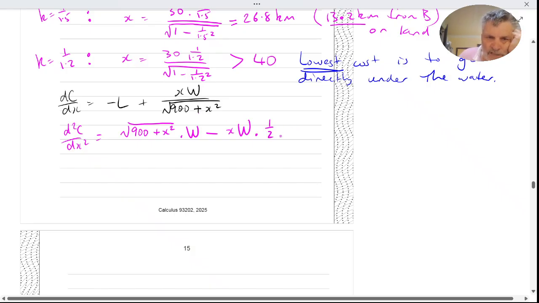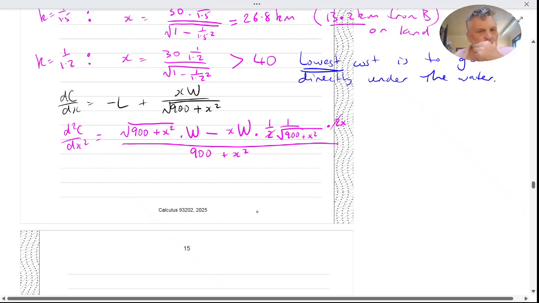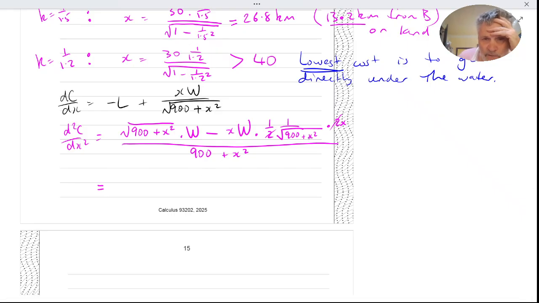We did one like this just before up in the question. So the derivative of root 900 plus x squared is a half times 1 over the root of 900 plus x squared, and then multiply by 2x. The 2's cancel, and all of this is over the denominator squared. That's just getting rid of the square root. This looks messy, but we can get quite a bit of simplification.